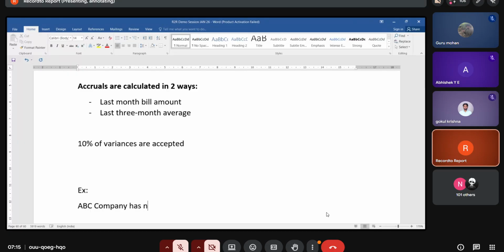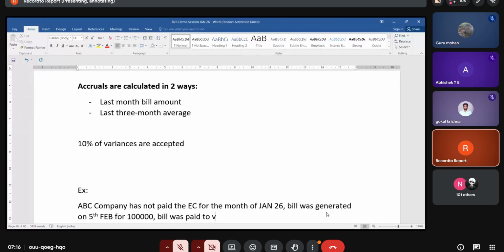ABC company has not paid the electricity charges for the month of January 2026. The bill was generated on 5th of February for 1 lakh. The bill was paid to the vendor on 15th February 2026.